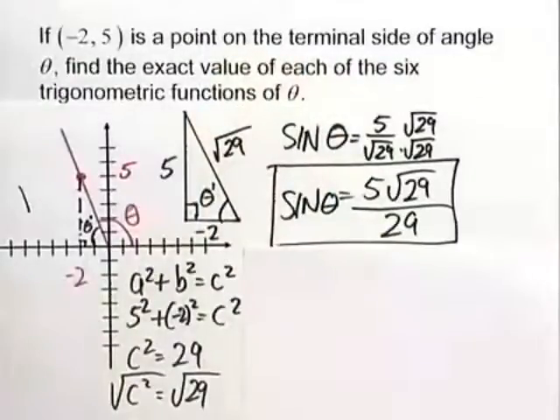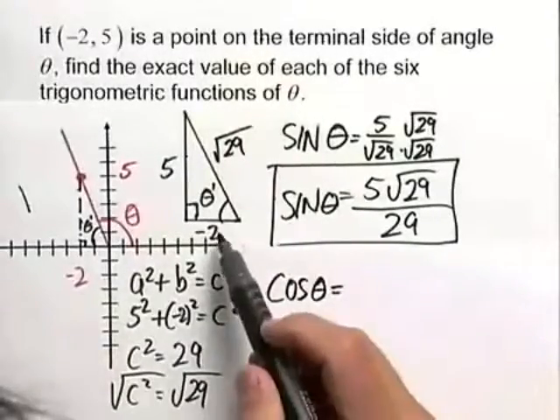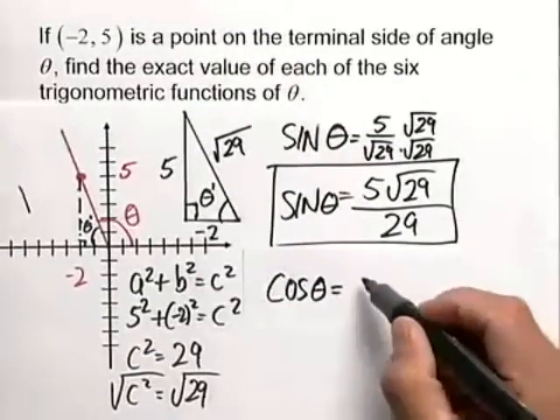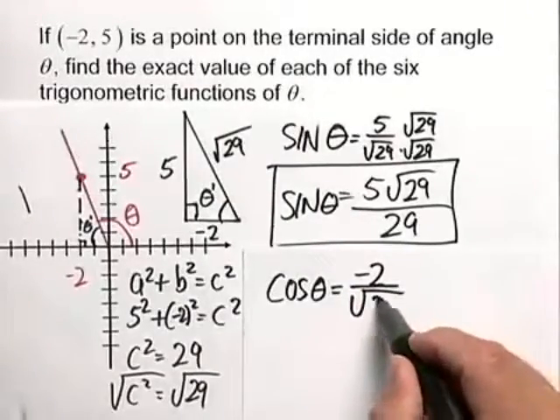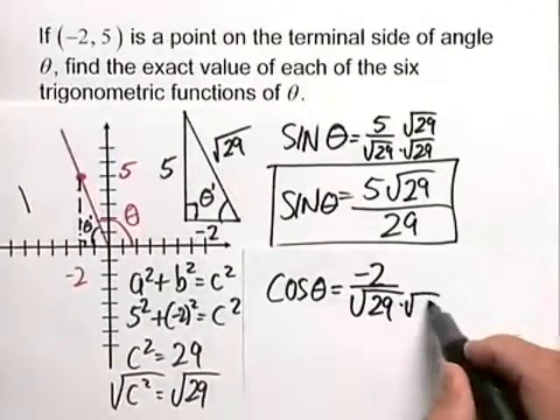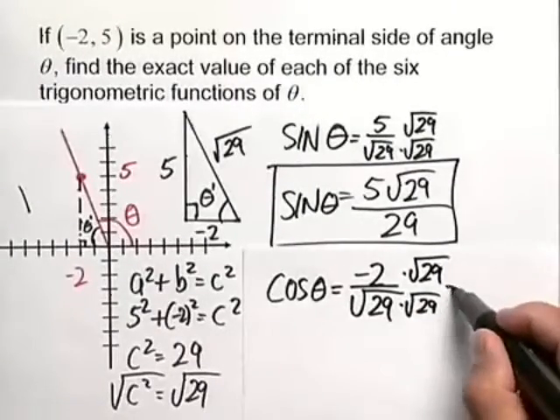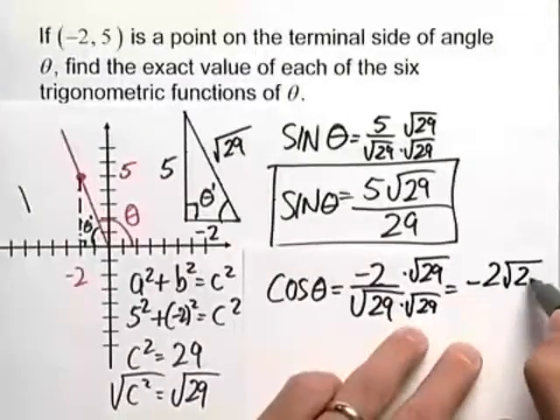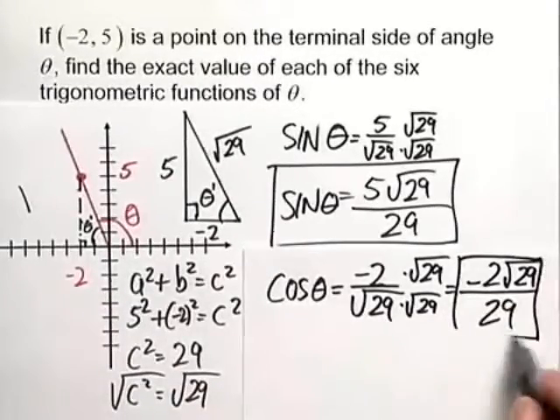Okay? Now let's find the cosine of theta. Remember that the cosine of theta is equal to the adjacent side all over the hypotenuse. And again, focusing on the reference angle theta prime, we have negative 2, the adjacent side, all over the hypotenuse, which is the square root of 29. And once again, we want to rationalize our answer, multiplying top and bottom by the square root of 29. From this, we come up with a negative 2 square roots of 29 all over 29. Alright, so there is our cosine value.